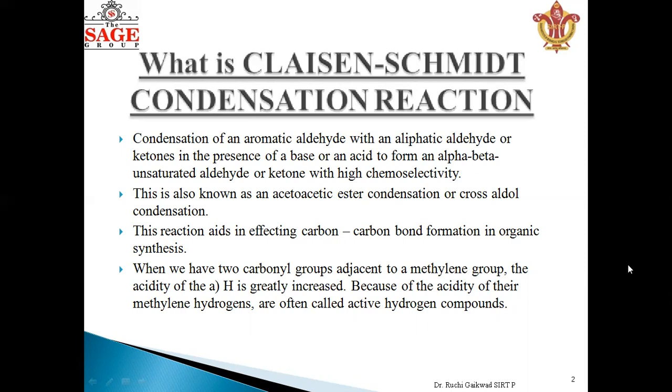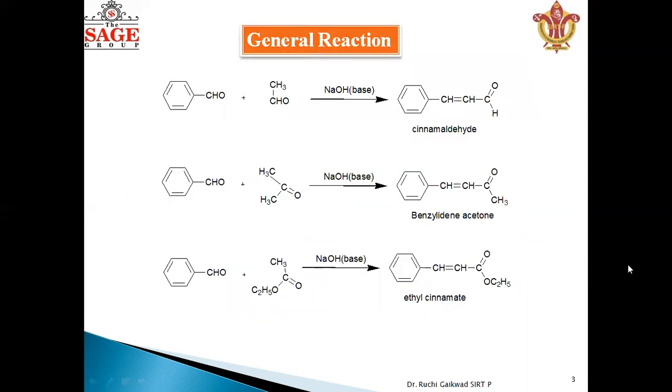Basically this reaction affects the carbon-carbon bond formation in the synthesis of the aromatic aldehyde or the aromatic ketone. When we have two carbonyl groups which are adjacent to a methylene group, the acidity of the hydrogen, means the alpha hydrogen, is highly increased. Because of this acidity, these methylene hydrogens, the alpha hydrogens, are also called the active hydrogen compounds. Now let us take the general reaction.